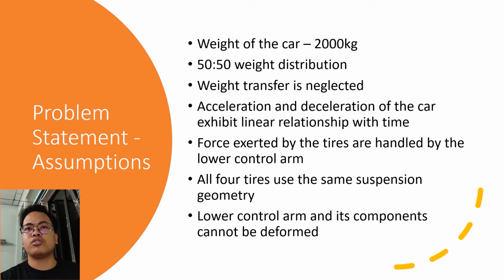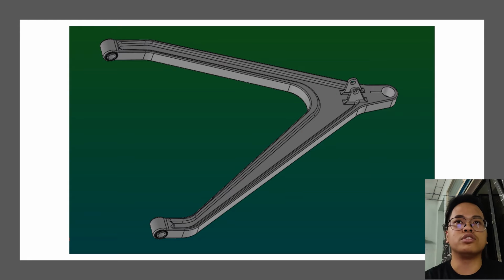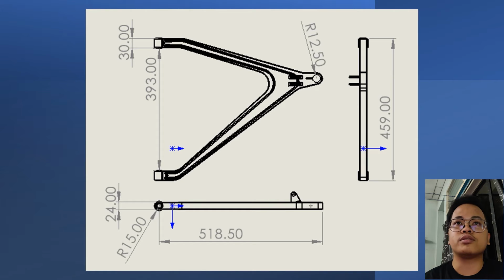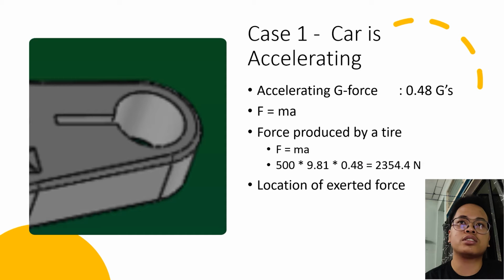Other than that, we will assume that all 4 tires will use the same suspension geometry and all of the components of the lower control arm are undeformable. We will also assume that the force exerted by the tires is solely handled by the lower control arm. So this will be the model that we will use for the study, and this will be its dimension, and the force will be exerted on the lower control arm at its knuckle.